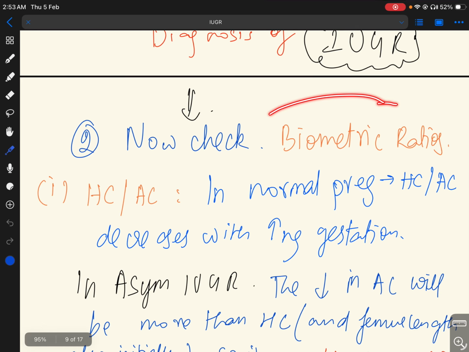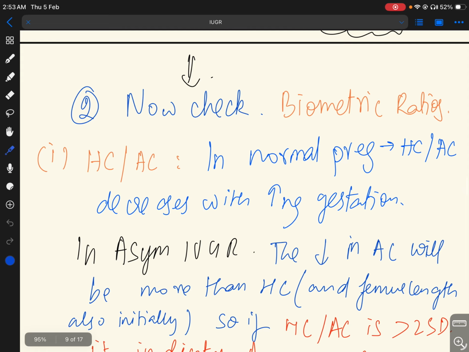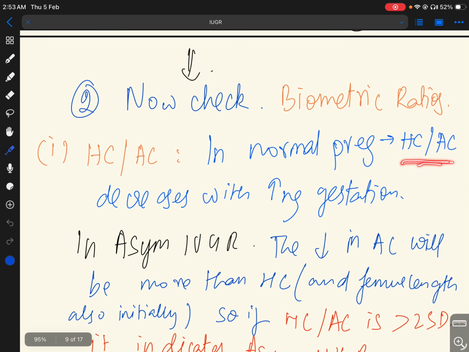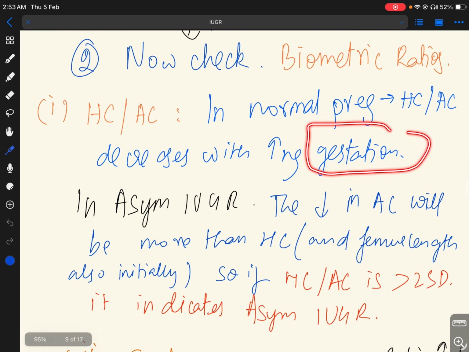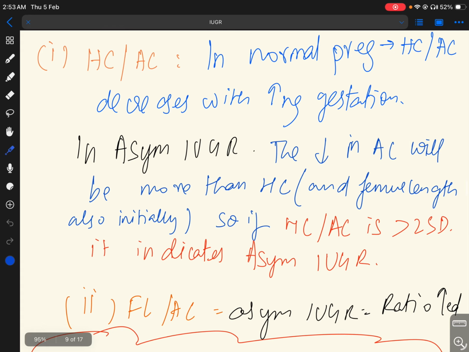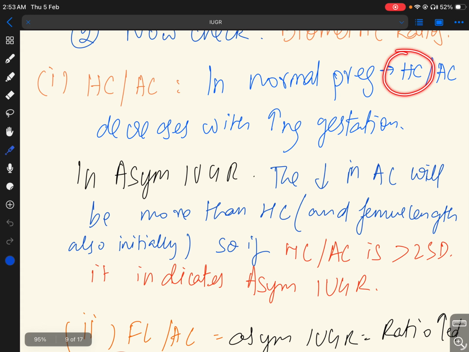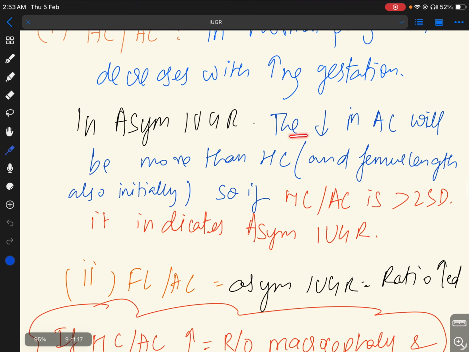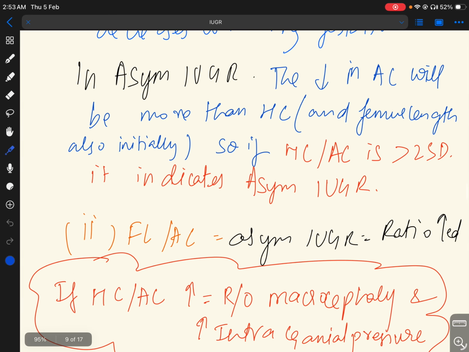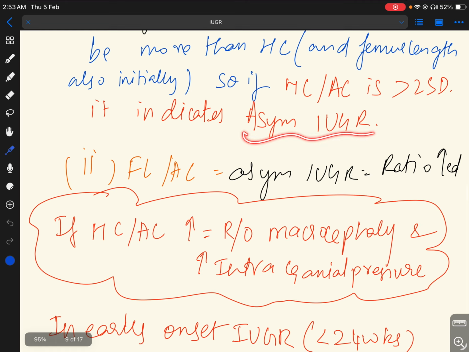Now you have to check for biometric ratios. That is the HC-AC ratio. In normal pregnancy, the HC-AC ratio decreases with increasing gestation. But in case of asymmetric IUGR, the numerator remains constant and the denominator decreases. So there will be an increase in this ratio. The decrease in AC will be more than HC, as I said. So if the HC-AC ratio is greater than 2 standard deviations, it indicates asymmetric IUGR.